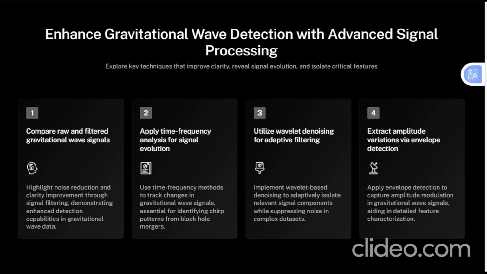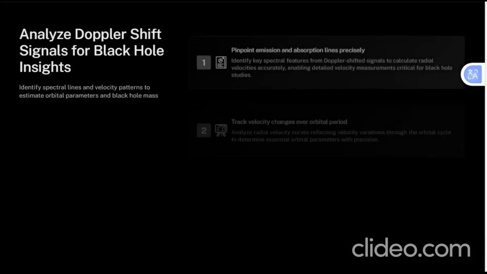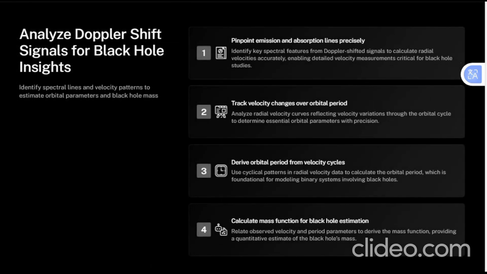On the left, we identify specific spectral lines and measure their Doppler shifts. On the right, we see how these shifts create a radial velocity curve over time. From this periodic pattern, we can determine the orbital period and calculate the mass function, which gives us information about the black hole's mass. In our simulation, we measured a velocity semi-amplitude of 75.2 km per second.